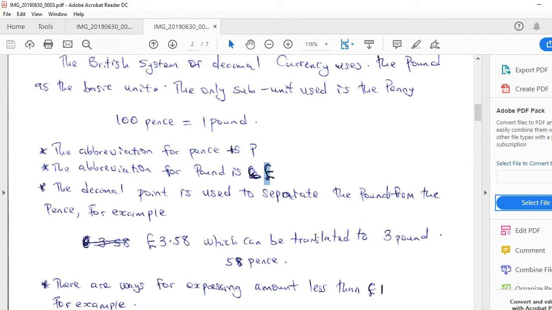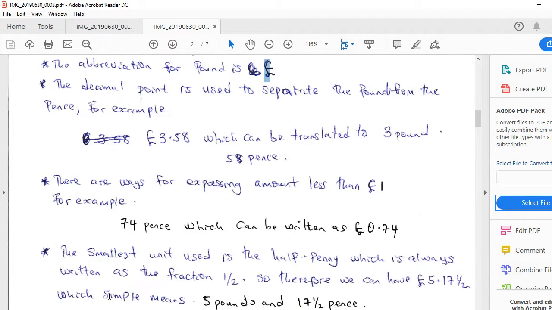Now the decimal point is used to separate the pound from the pence. So what do we mean by this? We mean that when you see 3.58 pounds, it means 3 pounds 58 pence. So we should note that when you see 3 point anything pounds, it should be 3 pounds, then the remaining should be the pence. Any figure after the decimal point is pence, before the decimal point is pounds. So we should take note of that.